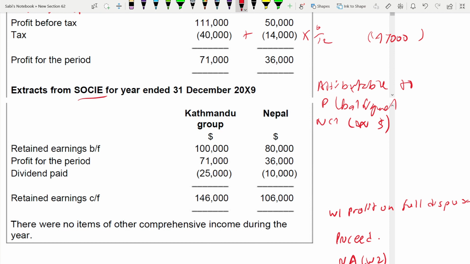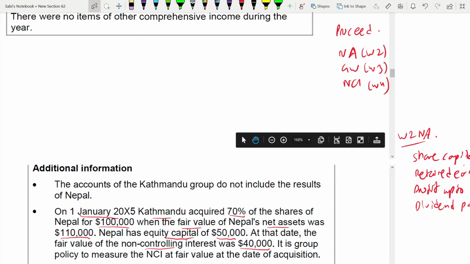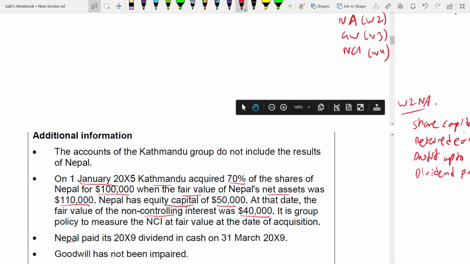So here retained earnings is 80,000. Profit up to the disposal. When you are taking profit for the period, you have to take 6 months of this only. Half of 36,000, which is 18,000. And dividend paid, which is 10,000, you have to deduct. But what about the share capital? You have to get it from here. Nepal has an equity capital of 50,000. They have given you in the additional information.